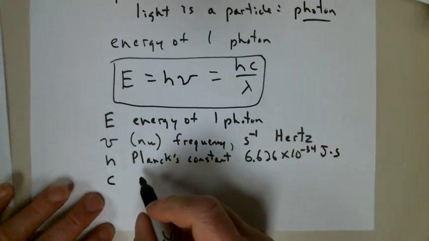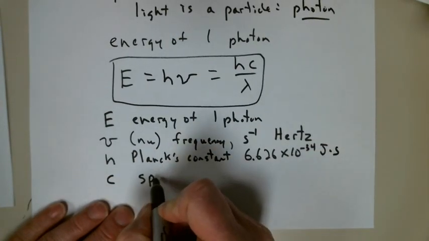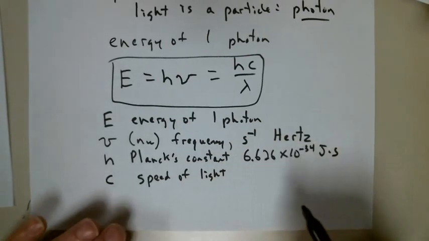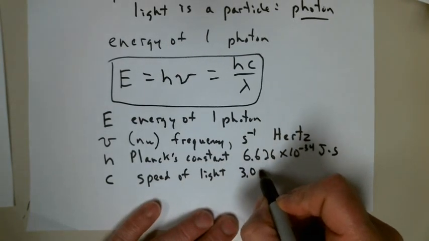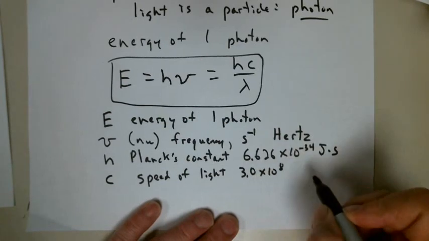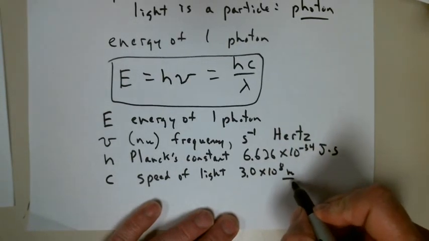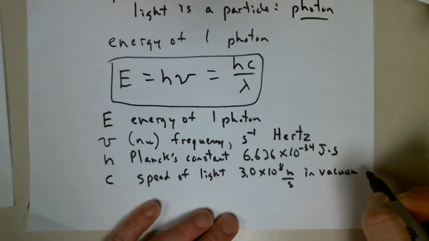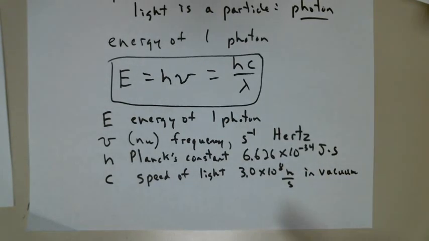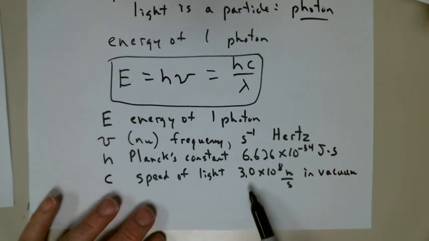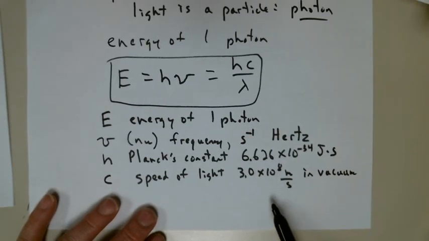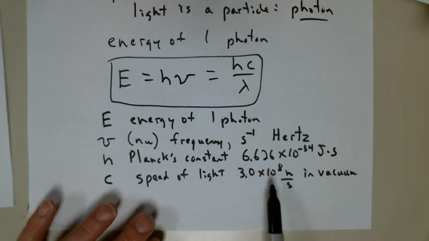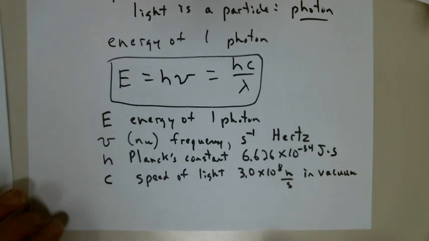Then c, you've probably used c as the speed of light before. So the speed of light, and I'll give you this value too. You don't have to memorize it. 3 times 10 to the 8th meters per second in a vacuum. And you know it slows down a little bit in more dense materials, but in air, it's still 3 times 10 to the 8th. If you went out to enough sig figs, then yeah, it would be slightly different than in a vacuum.